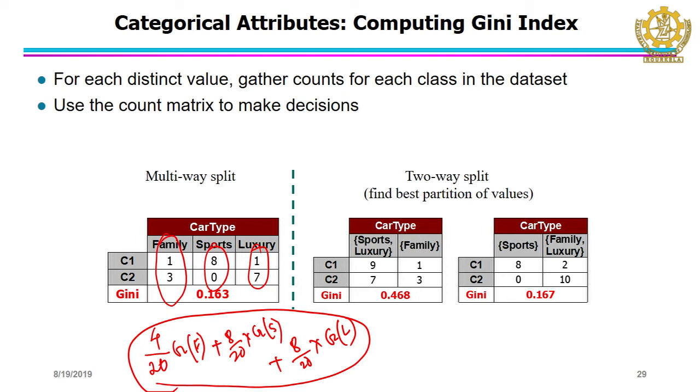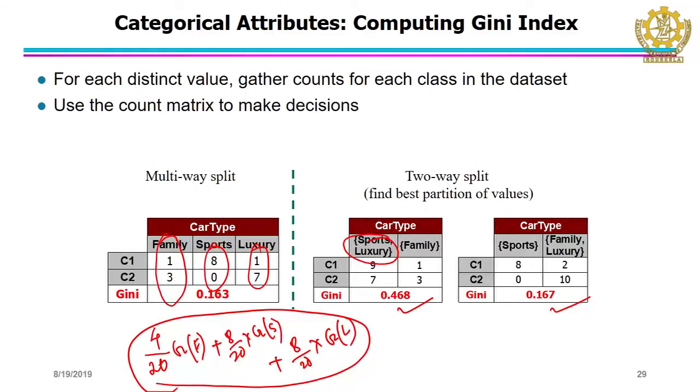So, this is one case, and second, if you divide it in a binary way, that means you have to combine 2 attribute values together. In this example you can see here we will get the Gini value 0.468 and here we will get the Gini value 0.167. So, which one is the best? In this example, if we go for the multiple partition split, that is the 3-way split, it is much better than the 2-way split. Okay. So, this will be done for the categorical attributes.